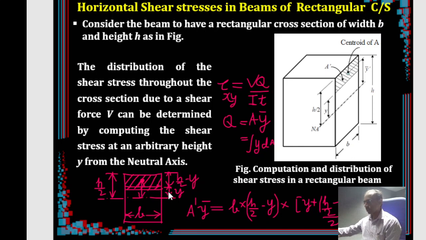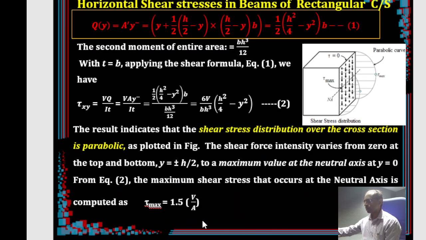This particular distance is nothing but half of this distance, right? From this particular point to this particular point, what is that? It is (h by 2 minus y) whole divided by 2. But I want it from the neutral axis, so you add that to y. This is y, and I need this whole distance. For that, the total distance from here to here is h by 2 minus y. The center of that will be half of this distance, that is (h by 2 minus y) by 2. That's it. That's how we got y bar, right?